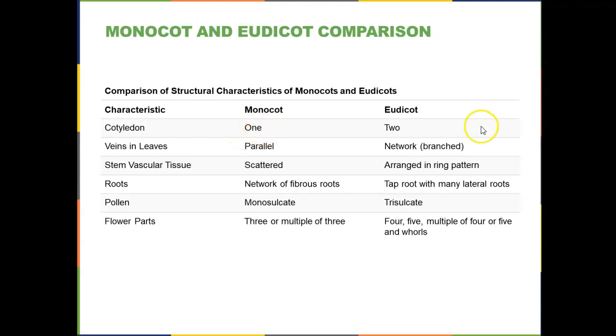There's one seed leaf in monocots. That'd be corn and grasses and wheat and things like that. And two seed leaves in a eudicot. Think of the two seed leaves on a bean after it first germinates, which hopefully some of y'all have seen.